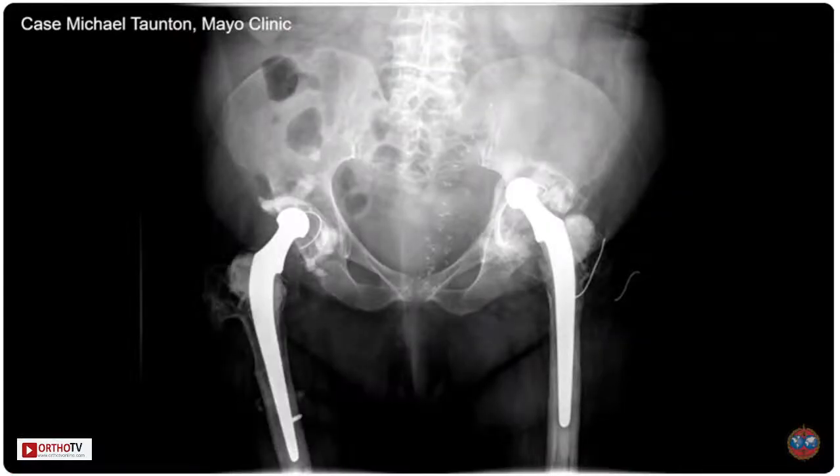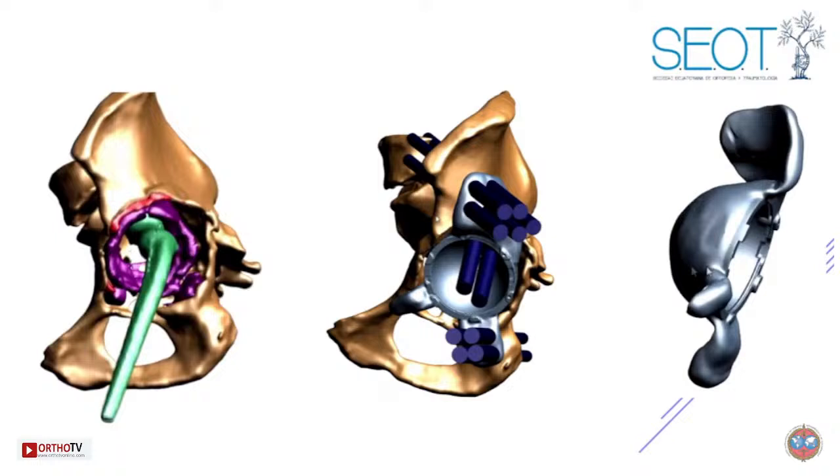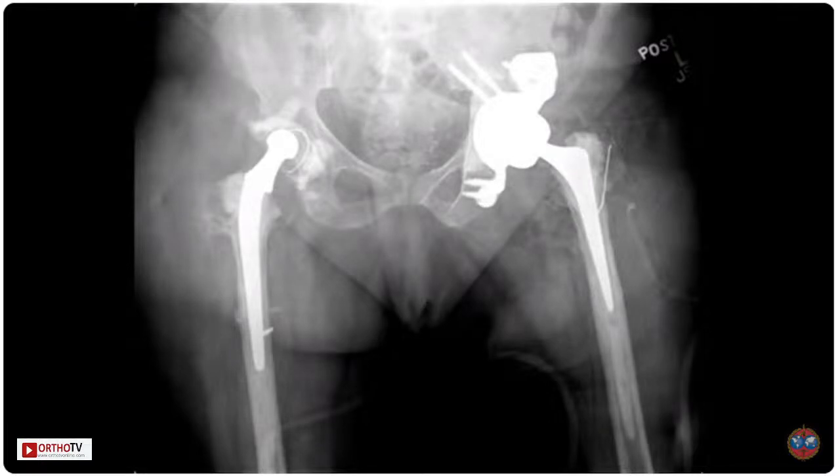This is a case of the Mayo Clinic. They developed this type of custom-made implants, and that's the final result.